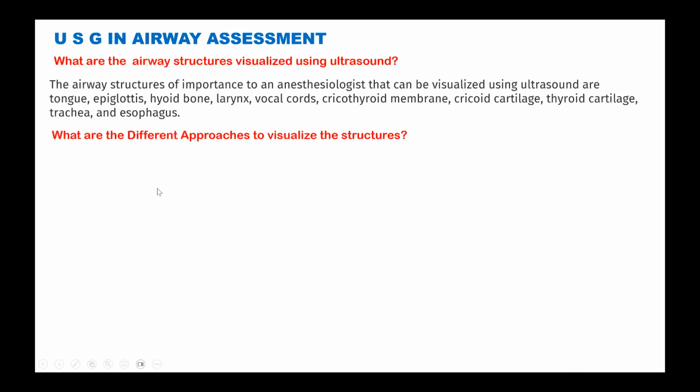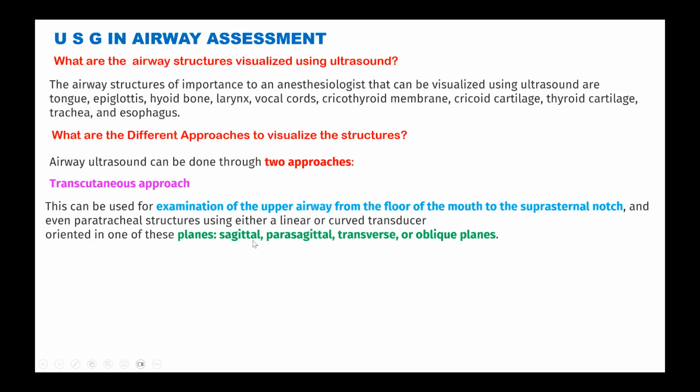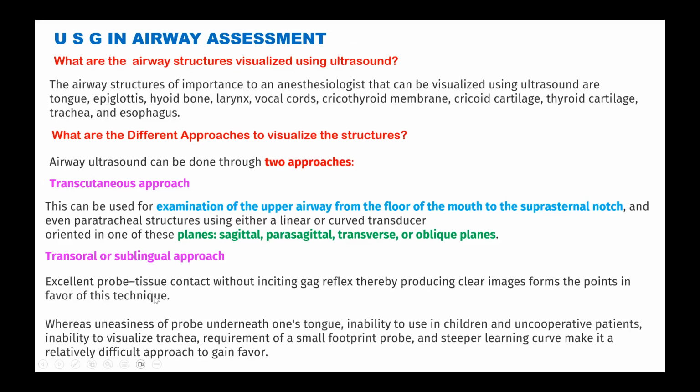And what are the different approaches? What you mentioned, there are two approaches. One is transcutaneous, where you examine the upper airway from the floor of the mouth to the suprasternal notch. And the various orientations you can use are the sagittal, parasagittal, transverse, and oblique planes. And for the transoral and sublingual approach, you have these probes which are in close contact, but it is a little irritable to the patient and not useful for children.